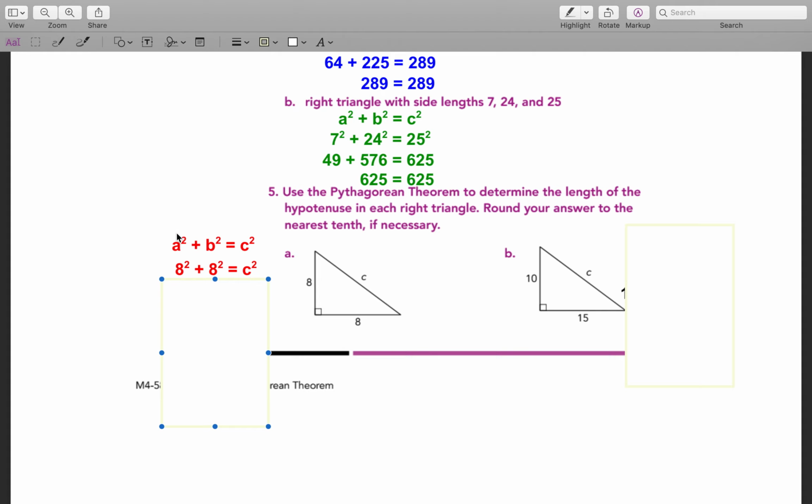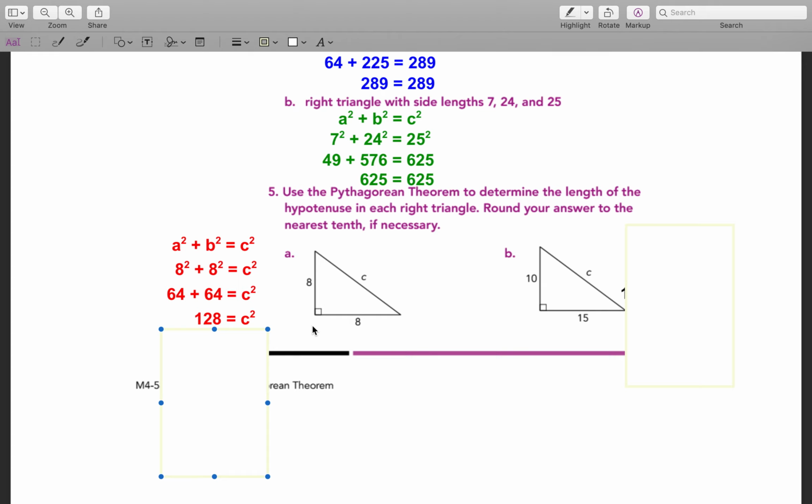8 squared, when you solve it, is 64. So 64 plus 64 is equal to c squared. When you add these two up to get one whole number on the left side, you get 128 is equal to c squared. But we don't want c squared, right? We want c by itself. They're asking you for the hypotenuse, which is c only, not c squared.